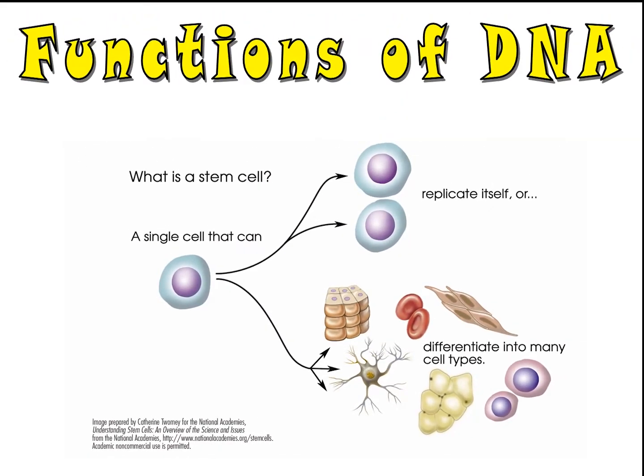What is a stem cell? Now, a single cell that can replicate and modify itself into different cell types is called a stem cell. Perhaps that cell becomes your skin, your blood, your neurons, and so many other types of cells.